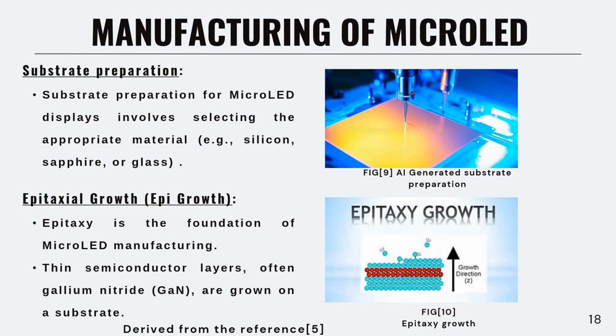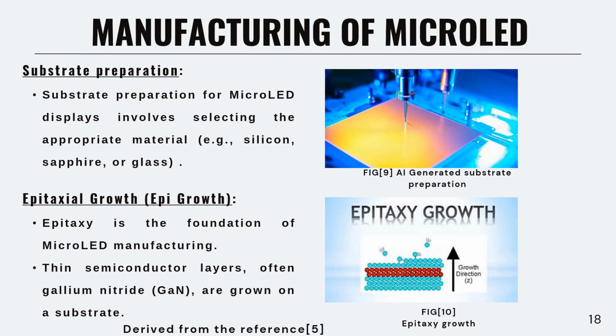But sapphire is a popular choice. Then, in the substrate preparation, one of the steps is the cleaning process. The substrate must be thoroughly cleaned to remove any contaminants and impurities that could affect the epitaxial growth and the performance of the micro LED. The different types of cleaning process are solvent, ultrasonic, and chemical.